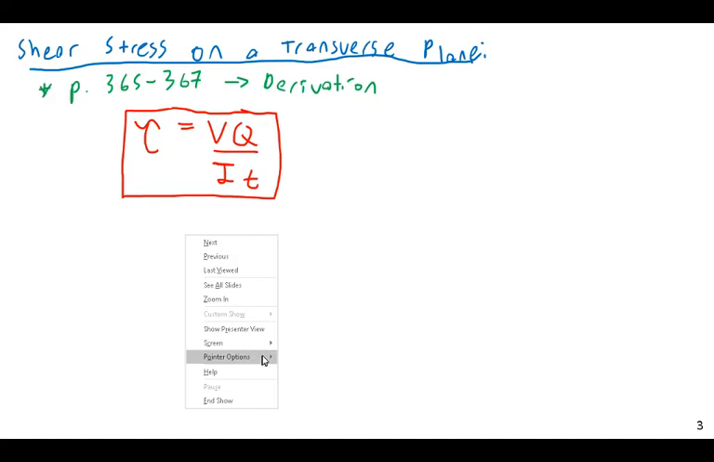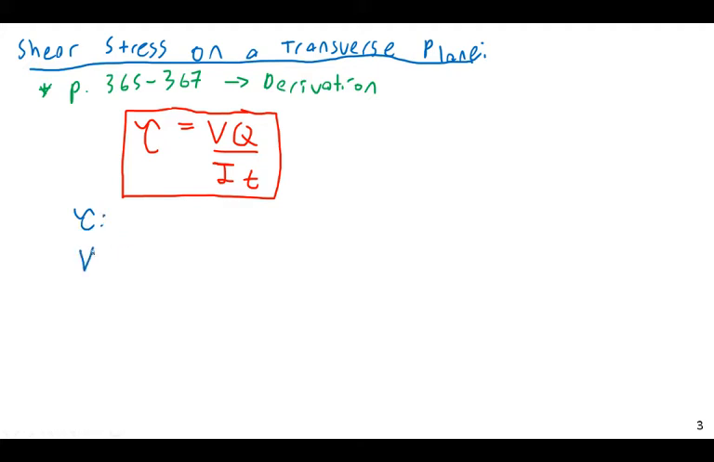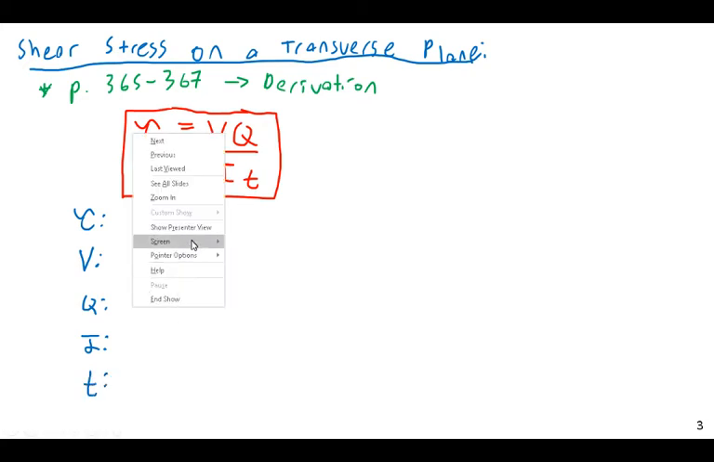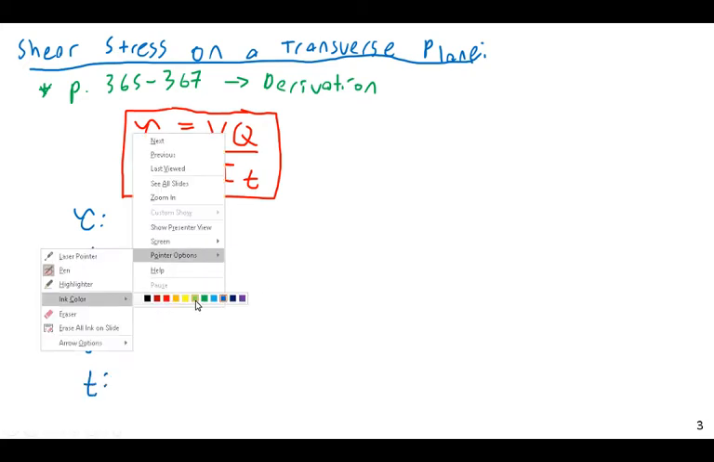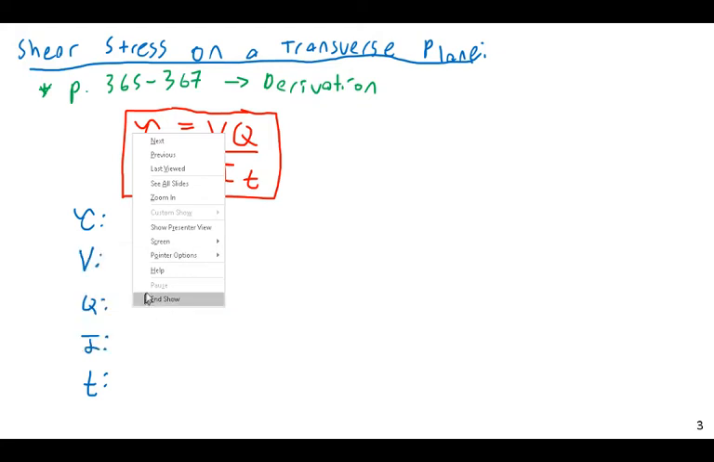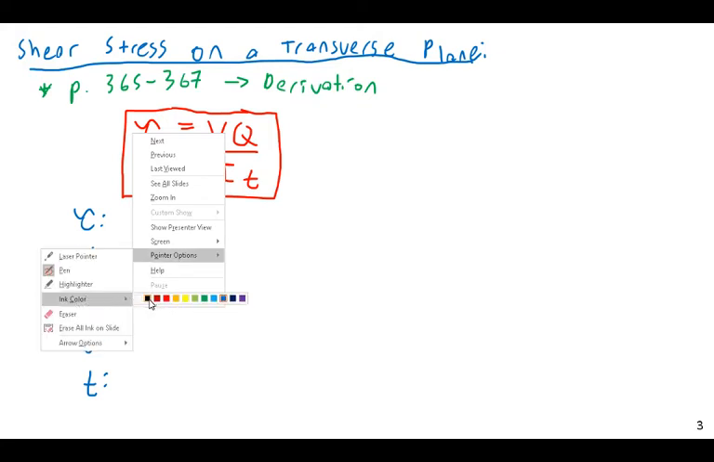Okay, well, let's do that. So we have tau. Capital V, this is a capital V. I'll do these all in blue, I and t. Okay, so let me define all of these.